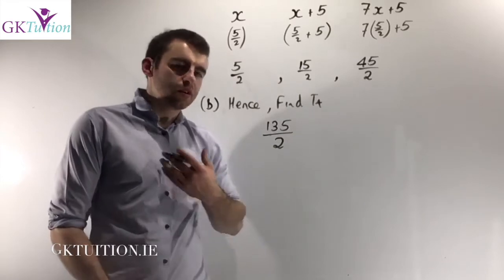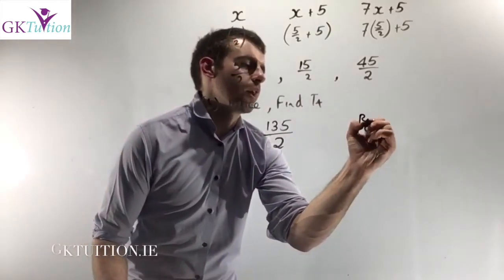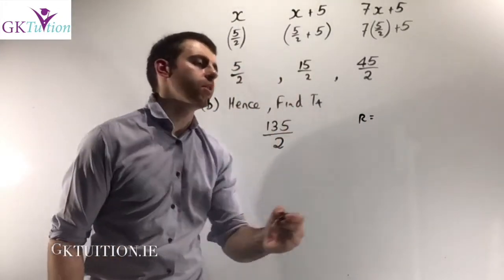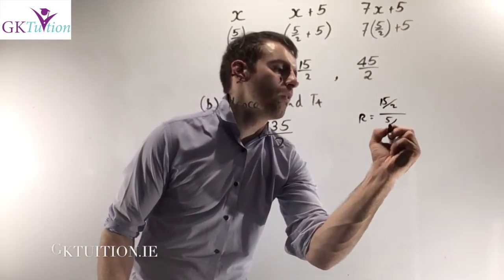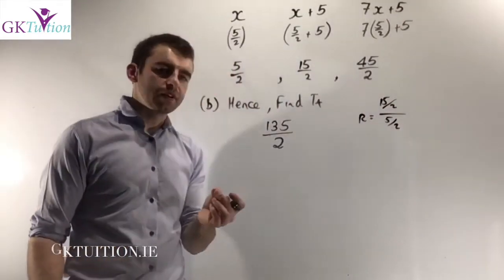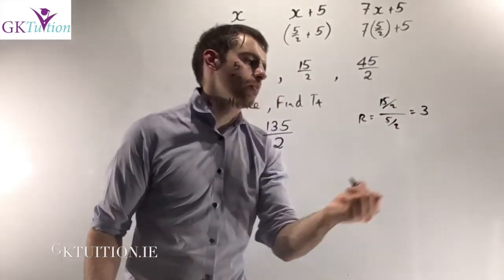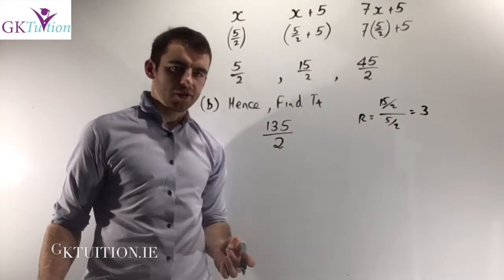If you're not able to just look at it and figure out what the answer is, the alternative is you work out the common ratio. The common ratio in this case is any term divided by the previous term. Or in other words, it would be 15 over 2 divided by 5 over 2. If you put 15 over 2 and divide it by 5 over 2 in your calculator, you'd get 3. And that tells you that to go from any term to the next term, you just multiply by 3.